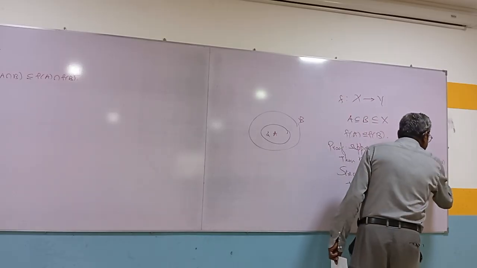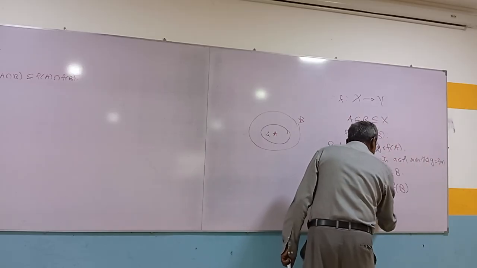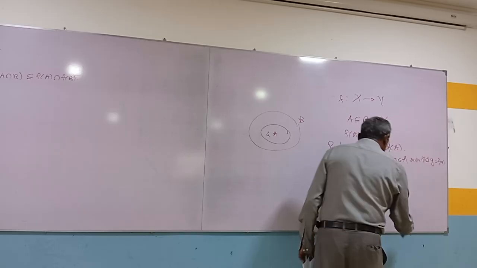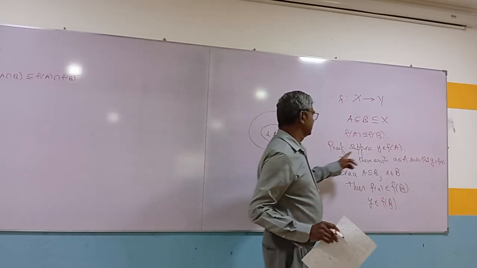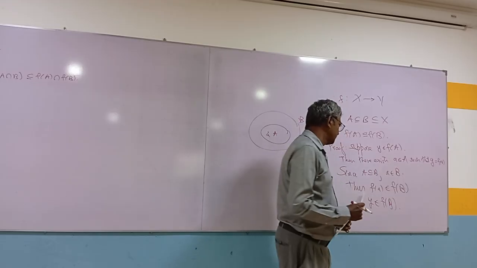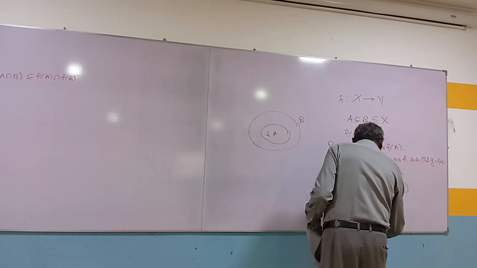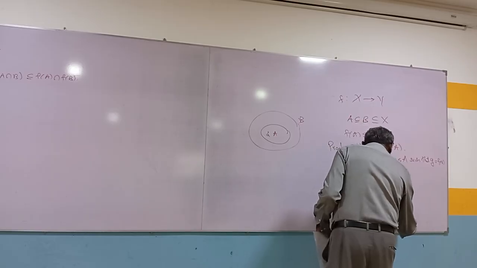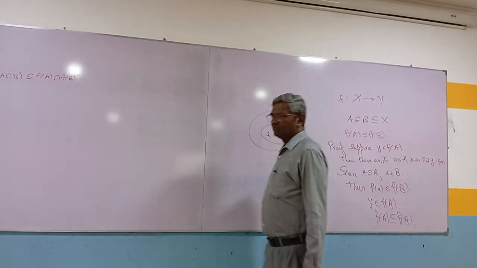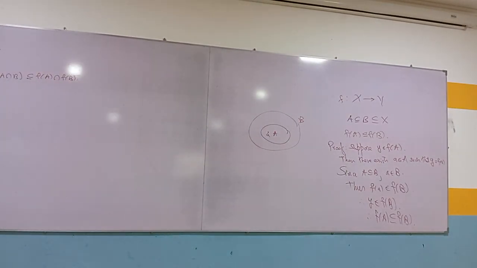But f of a is y. Therefore, y belongs to f of capital B. I started from y belongs to f(A), and I have written that y belongs to f(B). So therefore, f(A) is a subset of f(B). This is a terribly small thing, but you need to know.